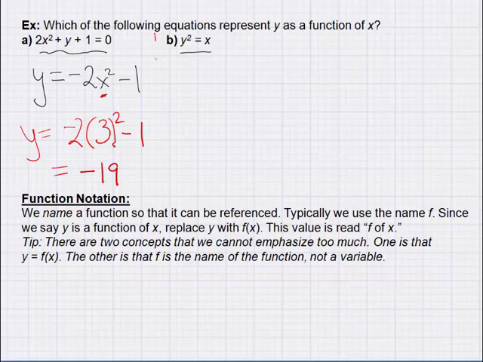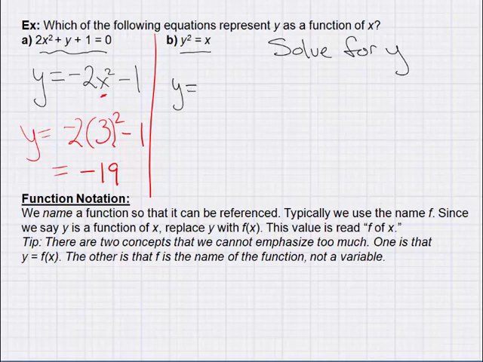Now let's look at b. If we look at b, the common question is, well, shouldn't that happen all the time? Shouldn't every equation be a function? The answer is no. If you look at b, I have to solve for y first, and that's the key, solve for y. I've got to get y by itself, so I've got to get rid of the square. So how do I get rid of the square? I have to take the square root. So if I look at this, I'm going to say, okay, well, that means y equals the square root of x.